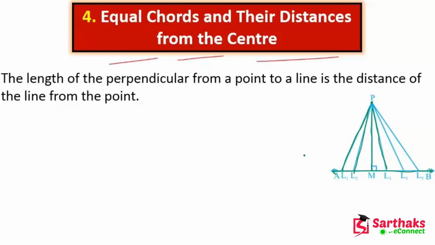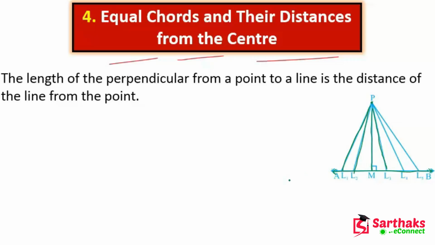Out of these lines, there is just one line which is perpendicular to AB, which is AM. And this perpendicular line is the shortest line. This is the shortest distance from point P to AB.